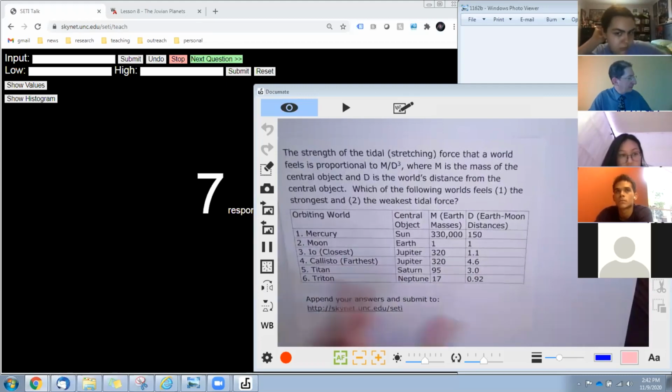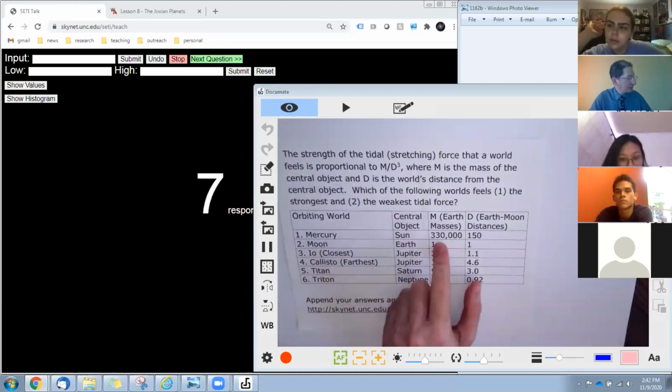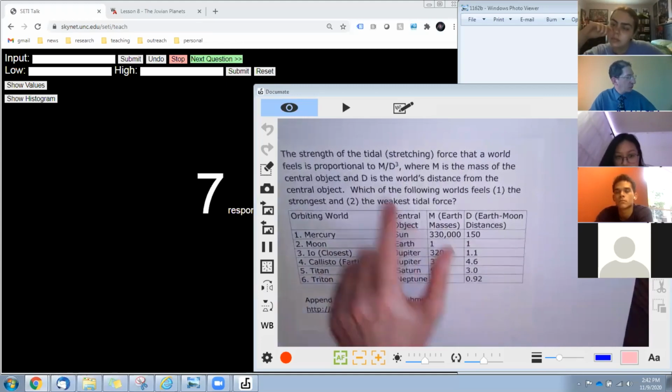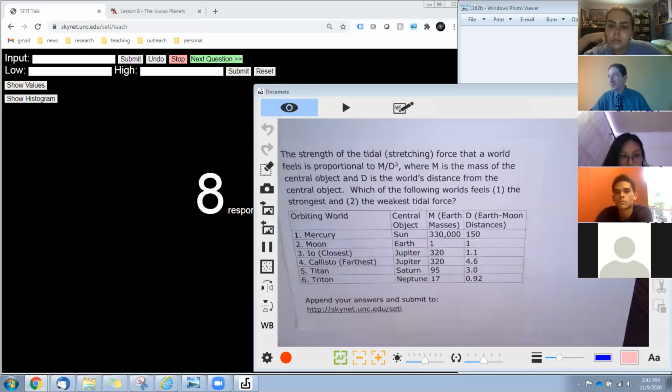So we have Earth's moon on the list. And since the central mass is in Earth masses and the distance is in Earth-Moon distances, we're going to end up with 1 divided by 1 cubed. I'll give you that one. So that's just 1. So the unit is Earth units, Earth-Moon tidal stretching units. And again, that's the whole ratio approach. It all comes out in the units of the comparison object.